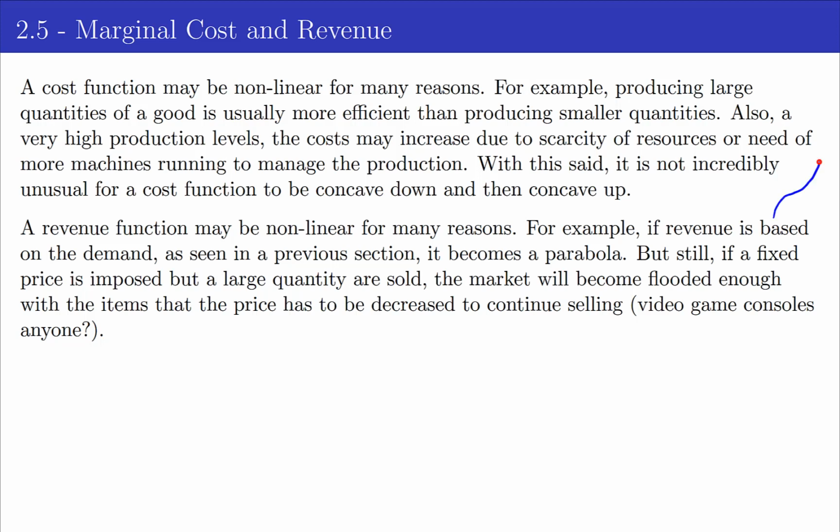It's concave down and then concave up. You might also have a revenue function that's nonlinear. Remember that if revenue is based on demand, we get some sort of parabola. But even if you have a fixed price, sometimes you can have a market that gets so flooded that the price has to be decreased in order to keep selling. A lot of things that get sold enough will eventually have a price drop. Video game consoles are my favorite example.